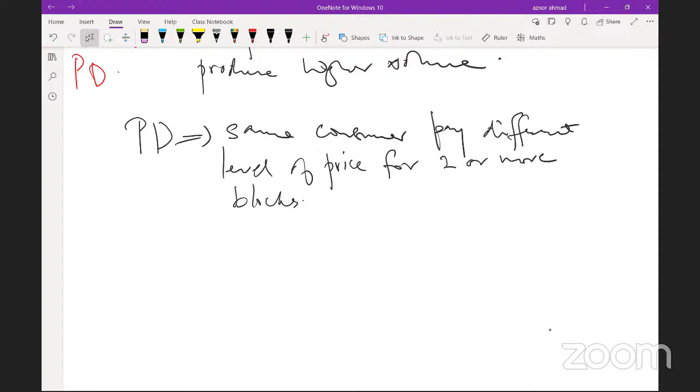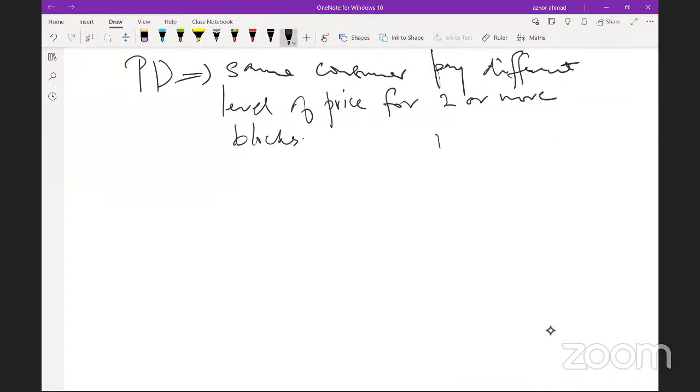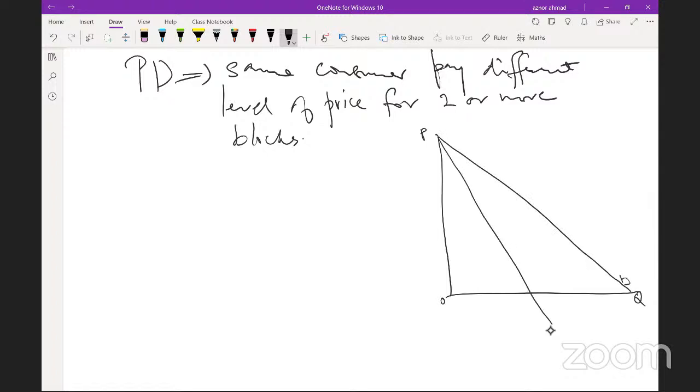It's the same concept. You, as the same customer, pay the first quantity at one price, and the second block of quantity at a different price. Let me show you with the graph: the demand and the marginal revenue. To make things easy, especially in the calculation part, we always show the marginal cost as a constant. It makes the calculation easier.